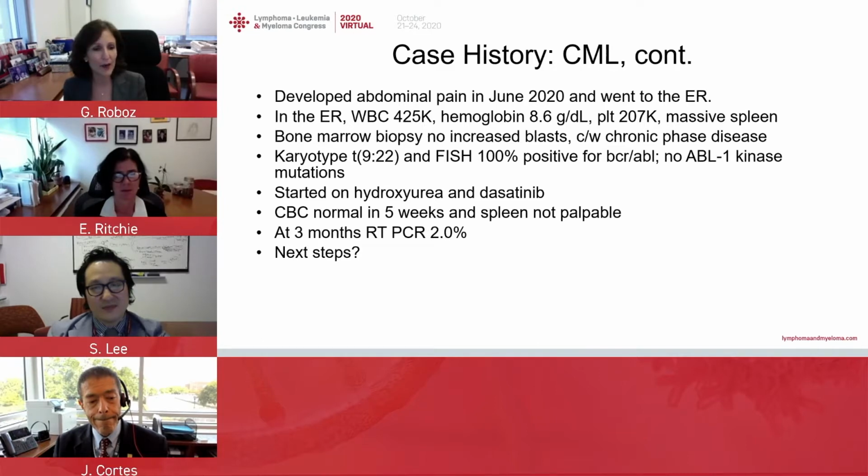And now he gets a 3-month RT-PCR of 2%. So this patient tried the imatinib, but he didn't really fail imatinib. He just dumped it. And now this is the situation. So Jorge, at 2% at 3 months, what are you doing? Keep going. I mean, the patient's doing well. That's a good response, and you continue and check again 3 months later.